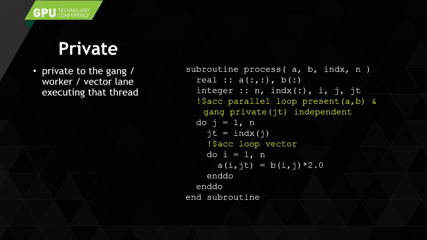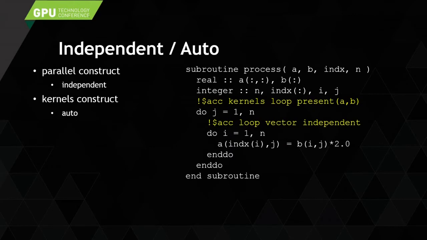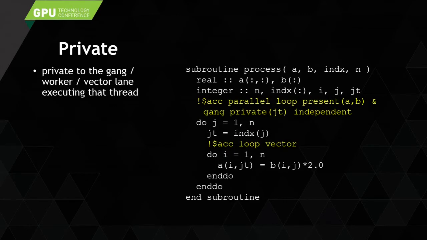In a parallel construct, oops, that's a bad example. In a parallel construct, the default is, if I say ACC loop, I'm telling the compiler those are independent iterations, run those in parallel. If I want the compiler in a parallel construct to do the analysis, add the auto clause. None of you will ever do that, so don't bother remembering that one.